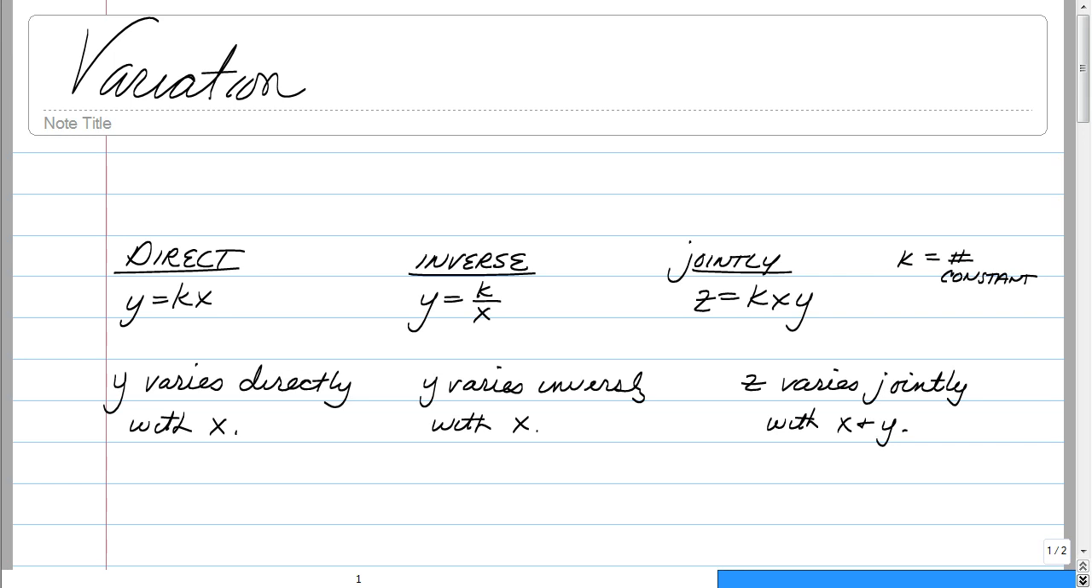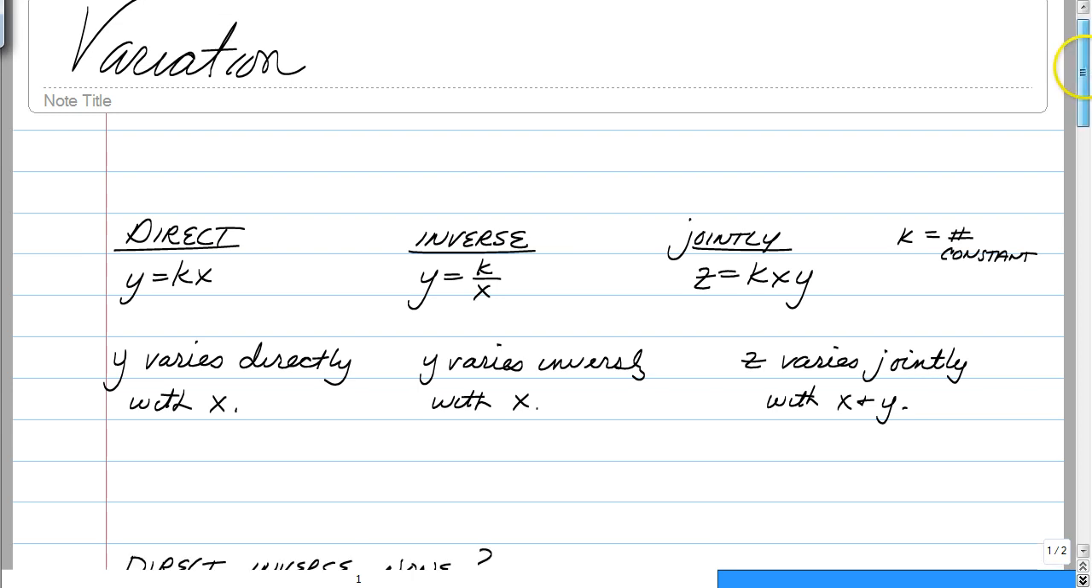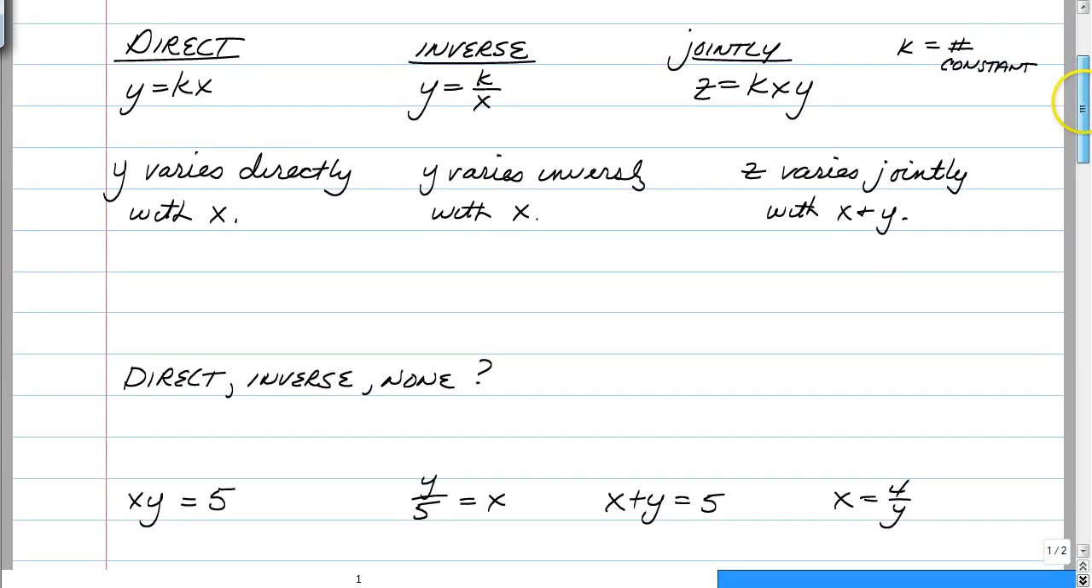And how we phrase it is, y varies directly with x. Y can vary inversely with x, and z varies jointly with x and y. So those are our three main types of variations that we're going to work with, but we can get into more complex types of variation as well when we add in more variables.